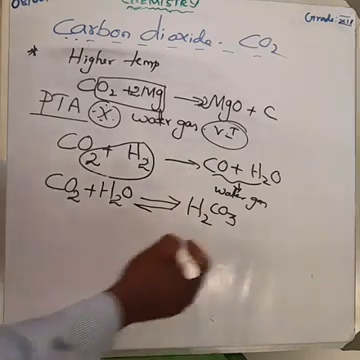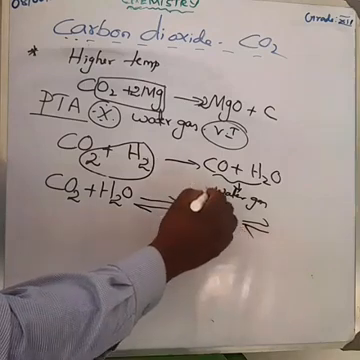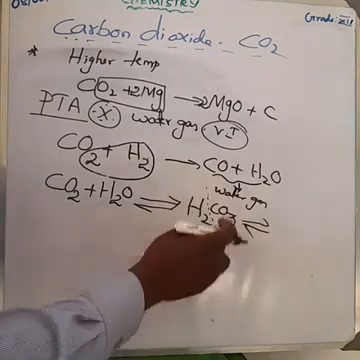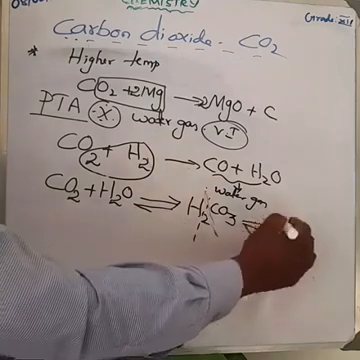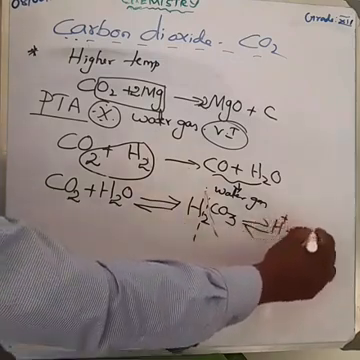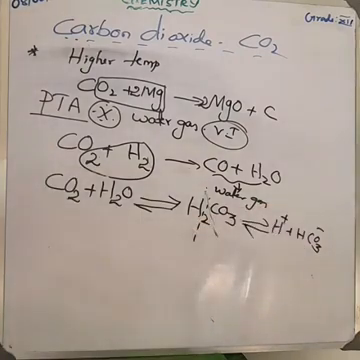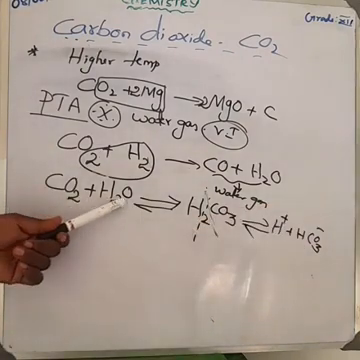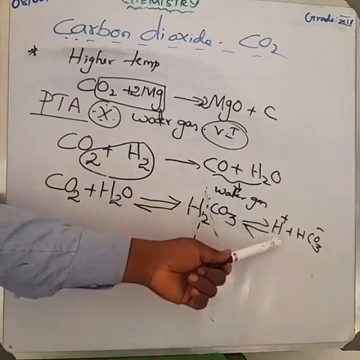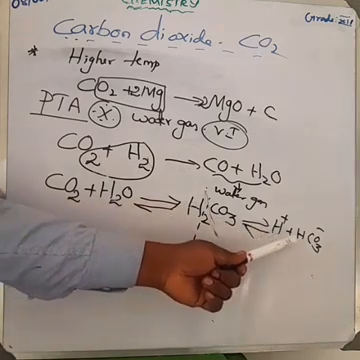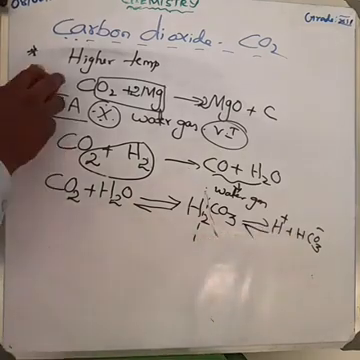Here, this carbonic acid undergoes dissociation to form H+ (H3O+) and HCO3 minus. So you have to write the equation: CO2 plus H2O gives H2CO3, which on dissociation gives H+ (H3O+) and HCO3 minus.